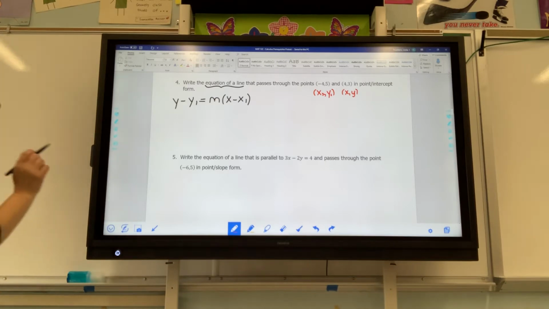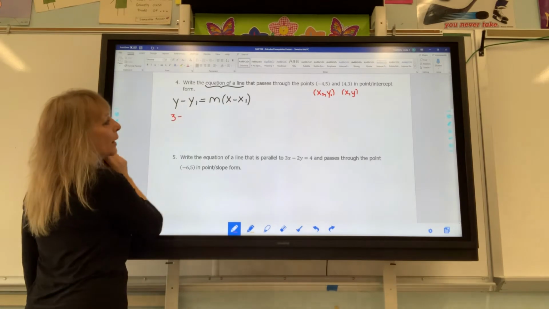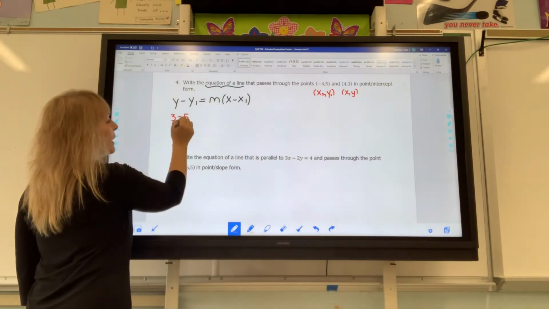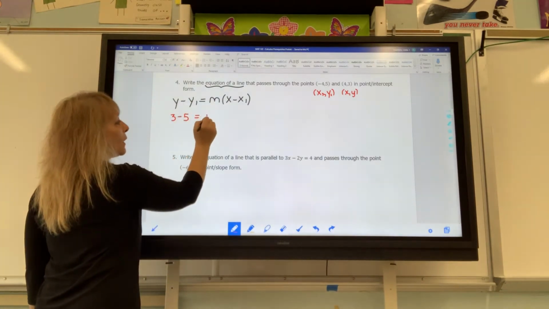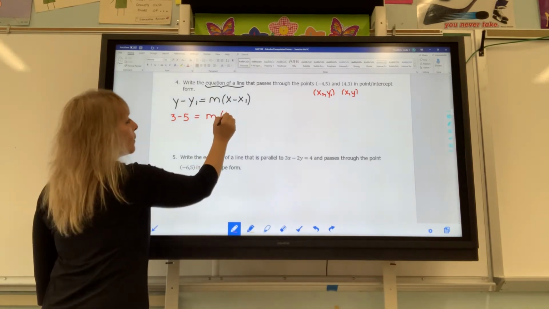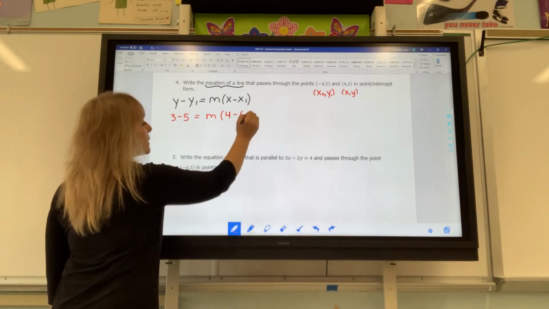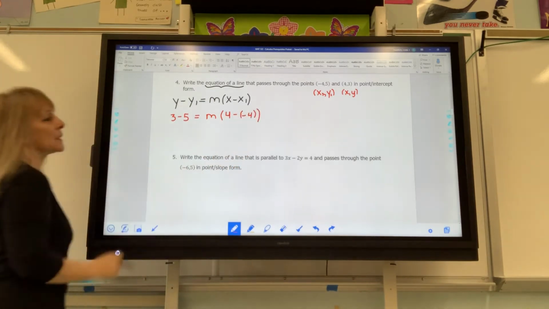And it doesn't matter which one you choose as which, but that's what I'm going to be consistent with at the board. So if I fill in y, I'm filling in a 3. If I fill in y1, I'm filling in a 5. If I fill in an m, I'm at a loss because I don't know what it is. But if I fill in x, I get a 4. And if I fill in x1, I get a -4.